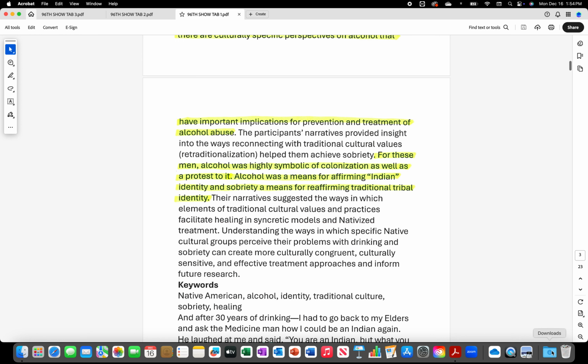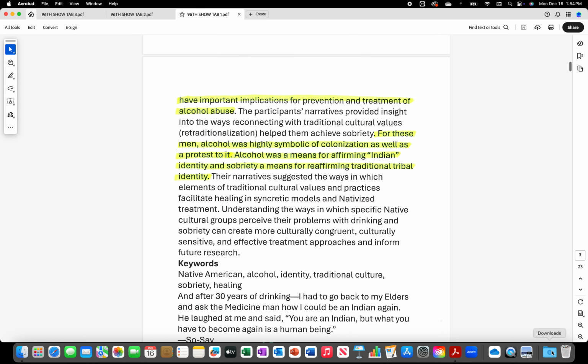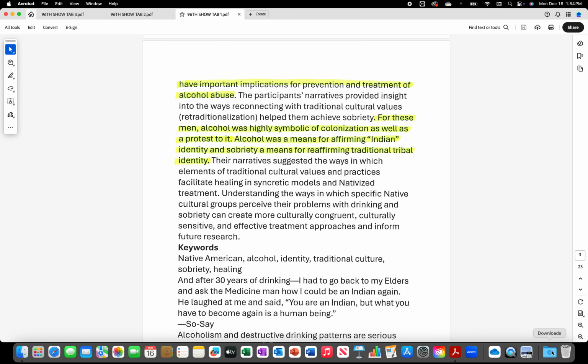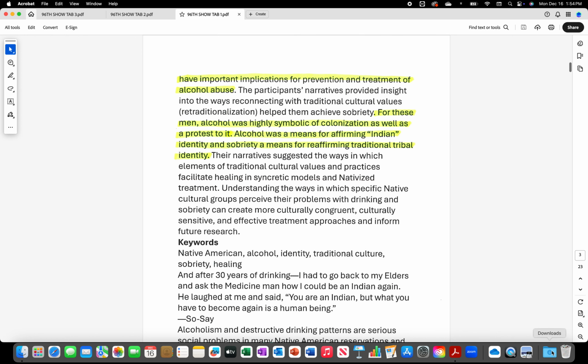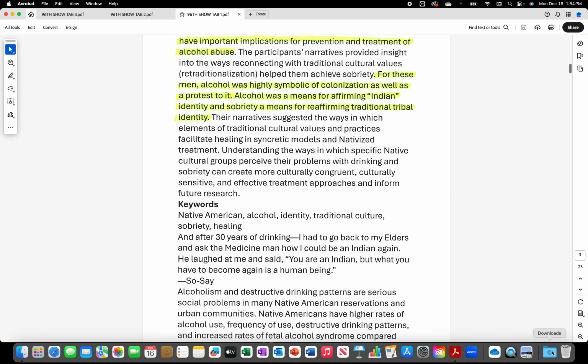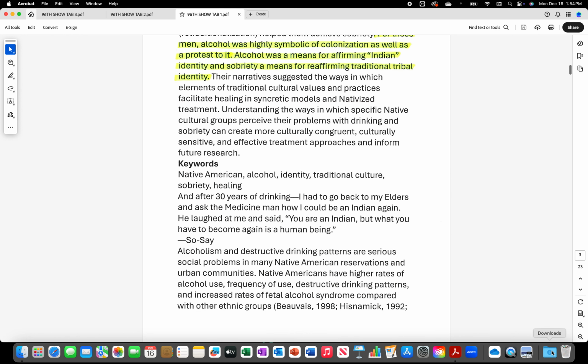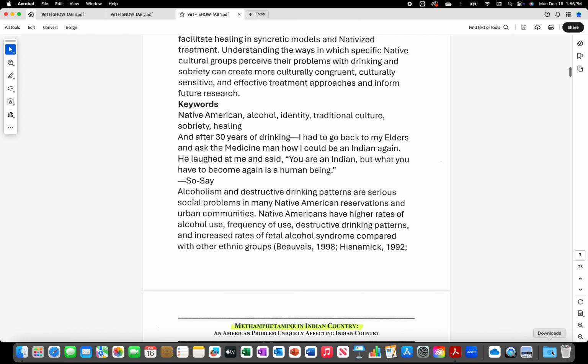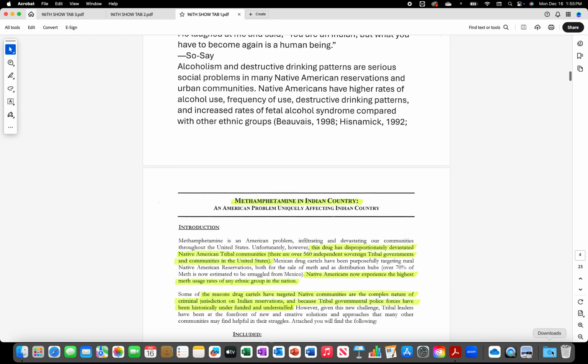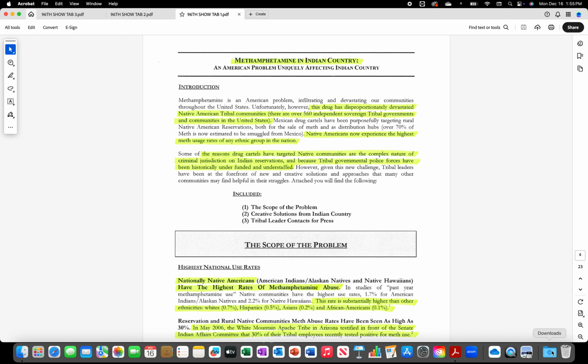Now, I don't have to tell you that they're going to sprinkle Indian in there with Native American. This is, in fact, to make everything look right, read right, and sound right. Keep the lie alive. It's always a little poison in the Kool-Aid. Methamphetamine in Indian country.